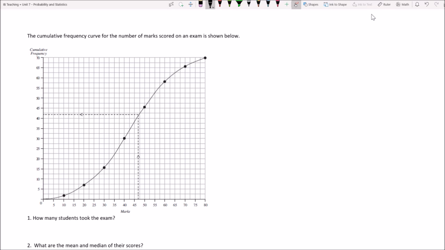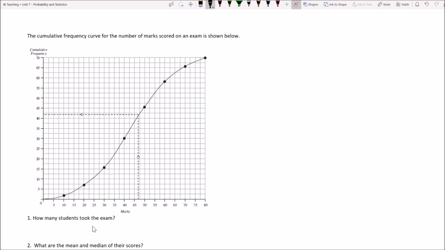I encourage you to pause the video, try this one on your own, and then see how you do. We're talking about the number of points or marks scored on an exam. Let's try to answer these questions based on what we see. By the way, please pay no attention to this dotted line. It's just illustrating something, because I took this off an online resource. That was some teacher trying to demonstrate something to their class. So let's try to answer the questions.